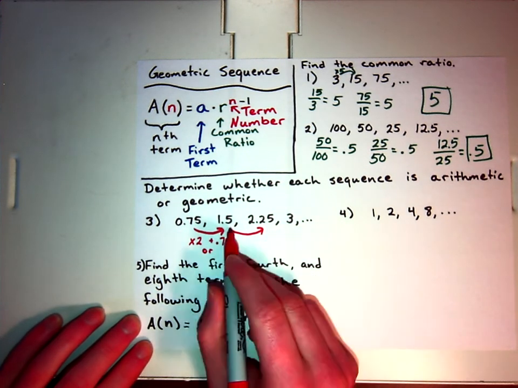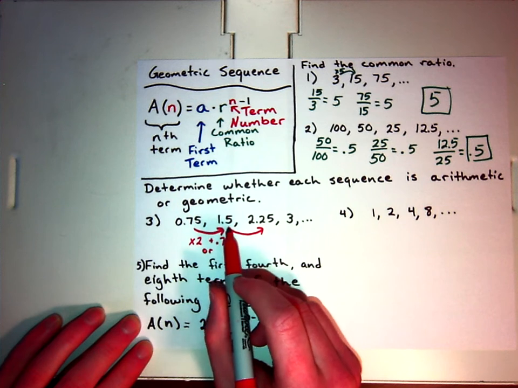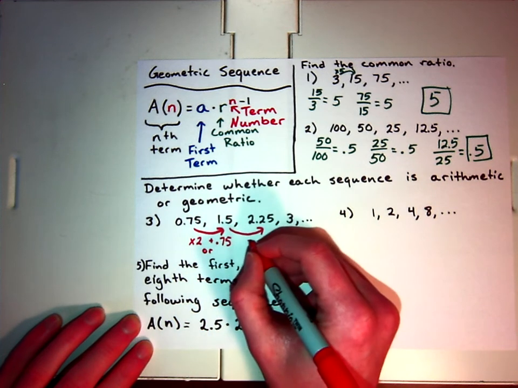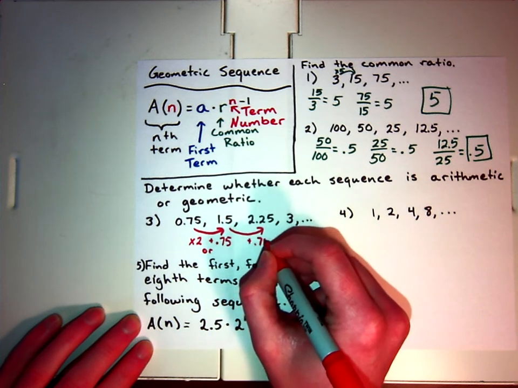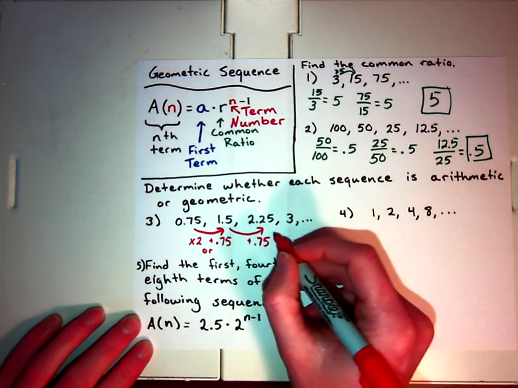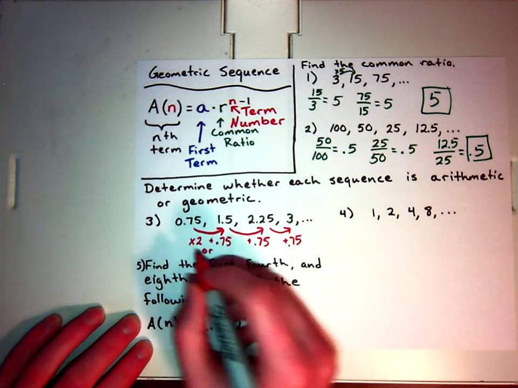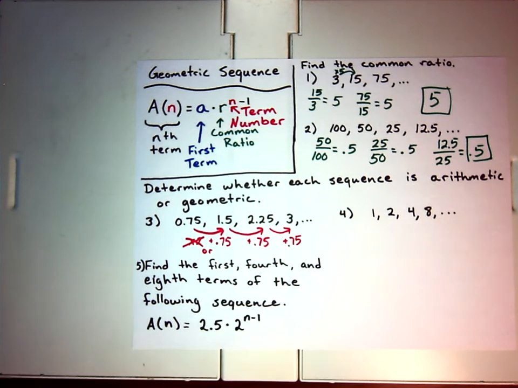Okay, so here, we did not multiply by 2 because multiplying by 2 would get us to 3. We added 0.75. For the next one, we added 0.75. So this 2, that's not the correct answer, right? You need to make sure, look at those common ratios. Okay, what's happening each time?